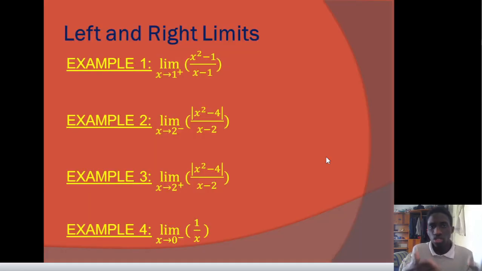So, I'm just going to solve examples on left and right limits here. I think 4 examples is enough for this video. So, first of all, I'll give you some background knowledge on left and right limits.